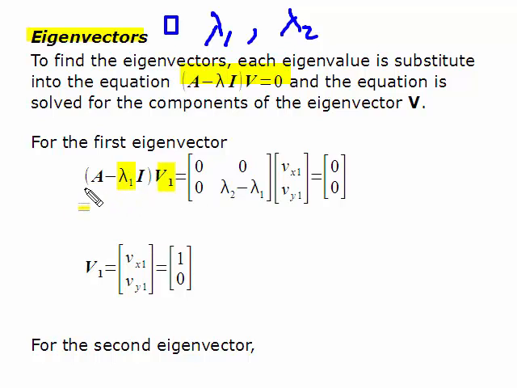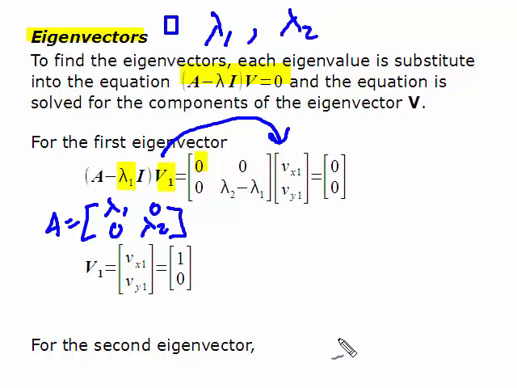Alright, so when I put lambda 1 into this equation, and remember what A was, just that diagonal matrix with the eigenvalues on it. So when I put lambda 1 into this equation, this turns into a 0, and then I always have another 0 here, and now you have lambda 2 minus lambda 1 times those two components of the eigenvector right here, and that has to equal the 0 vector.